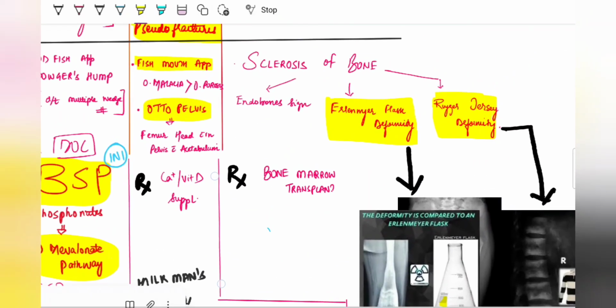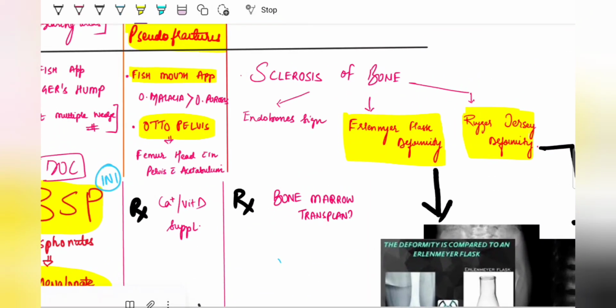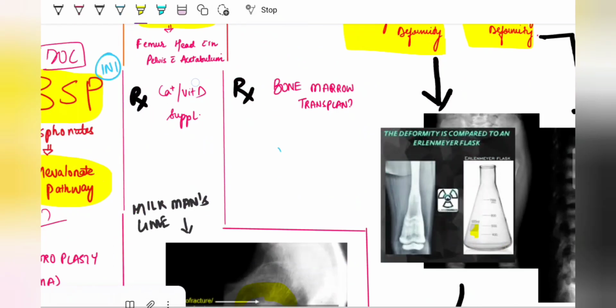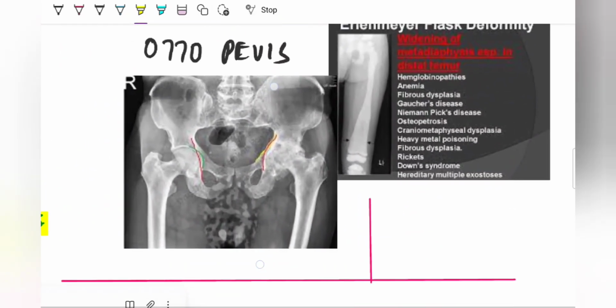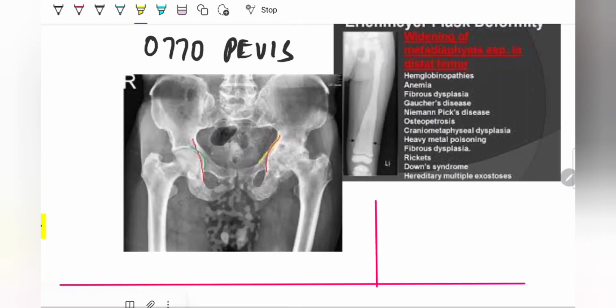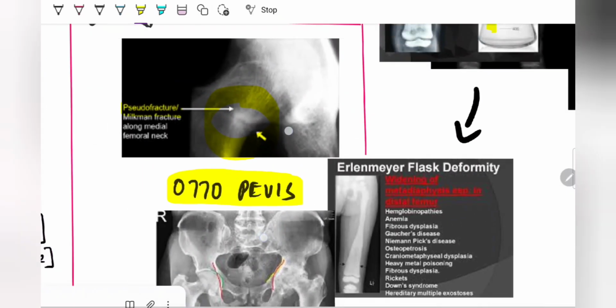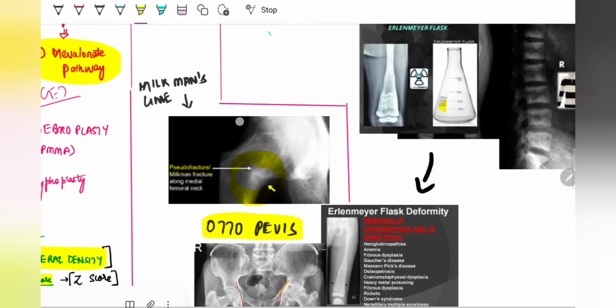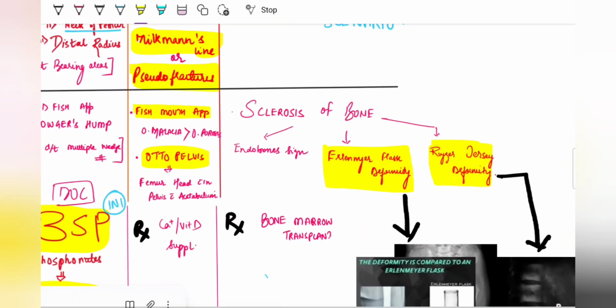Okay, so another finding which is famous with osteomalacia is protrusio acetabuli, or otto pelvis. In this, the femoral head goes within the pelvis along with the acetabulum. So in this image we can see the normal position of the femoral head opposing the acetabulum, but in this case you can see it is going within the pelvis. So they can also give an image based question, and they will ask in which condition this pelvis is seen.